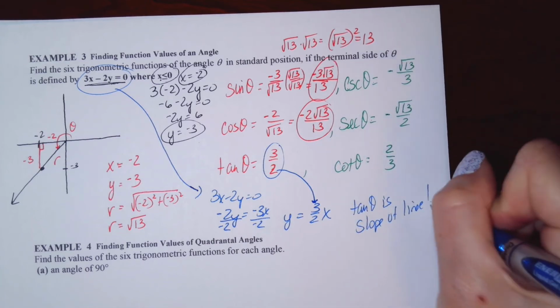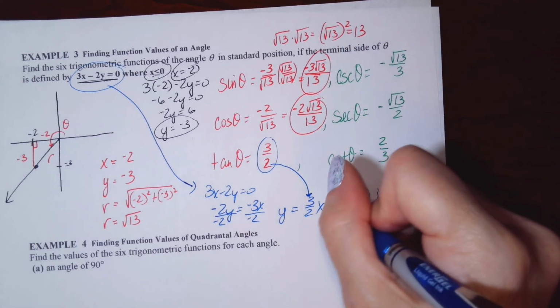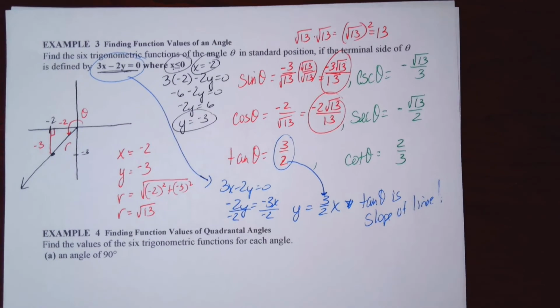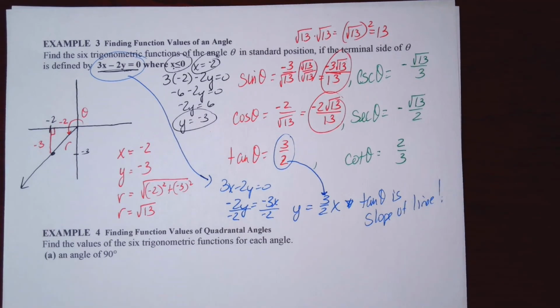And that is always going to be true. Tangent theta is the slope of the line. That's a neat way to check yourself. Okay. Finding function values of quadrantal angles.